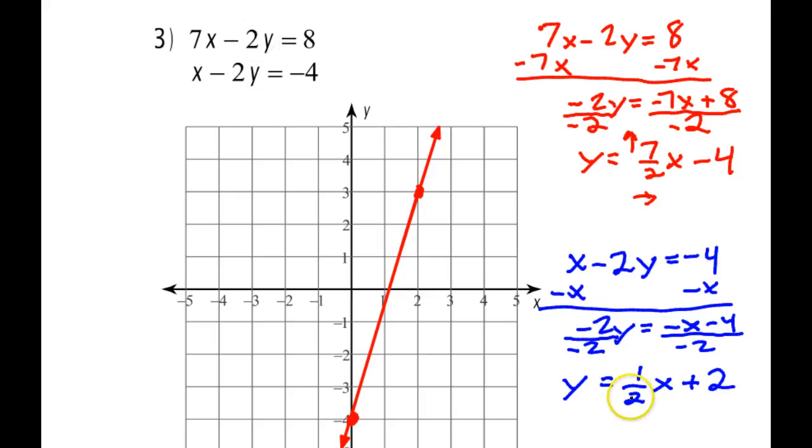And now we got here, up 1, right 2. Up 1, right 2. There it is. Oops, that didn't work. Again. See, only with a straight edge are you going to get this exactly right.